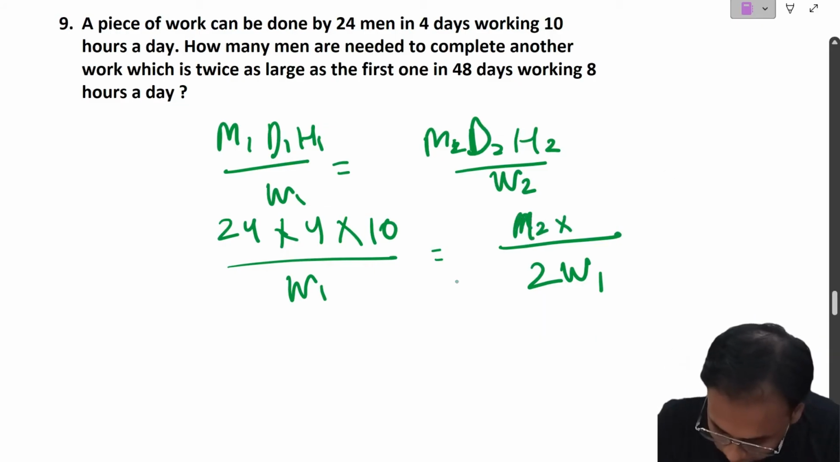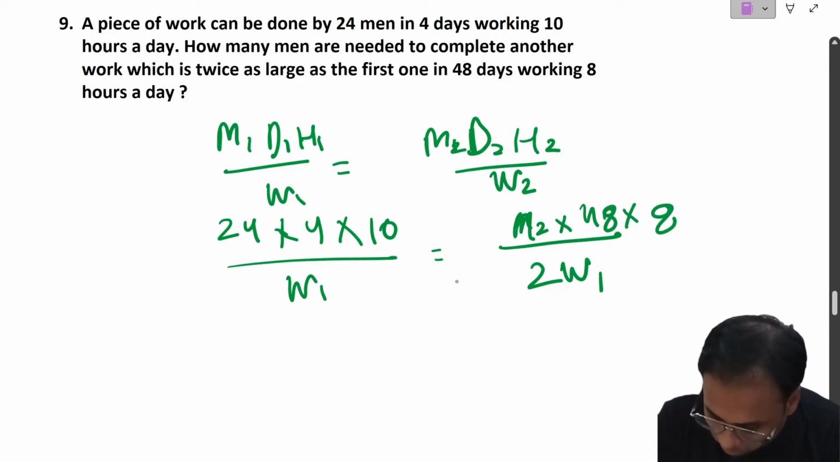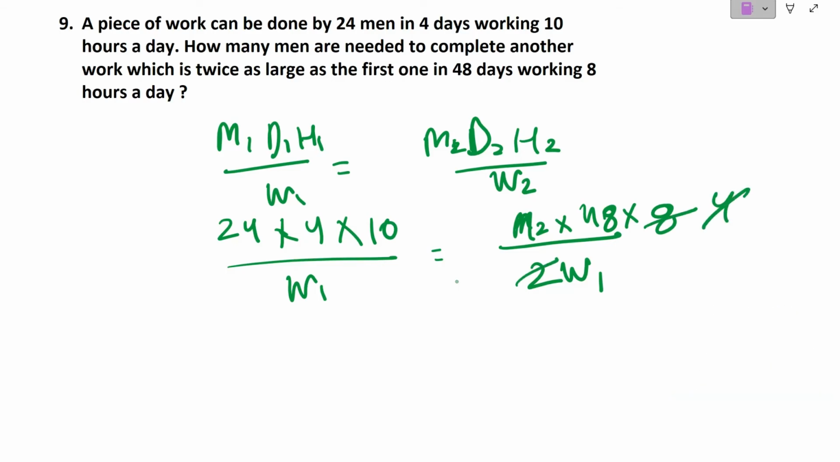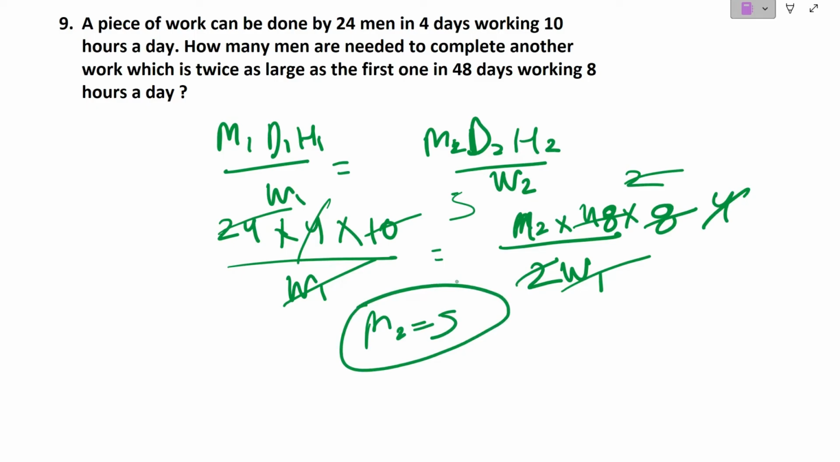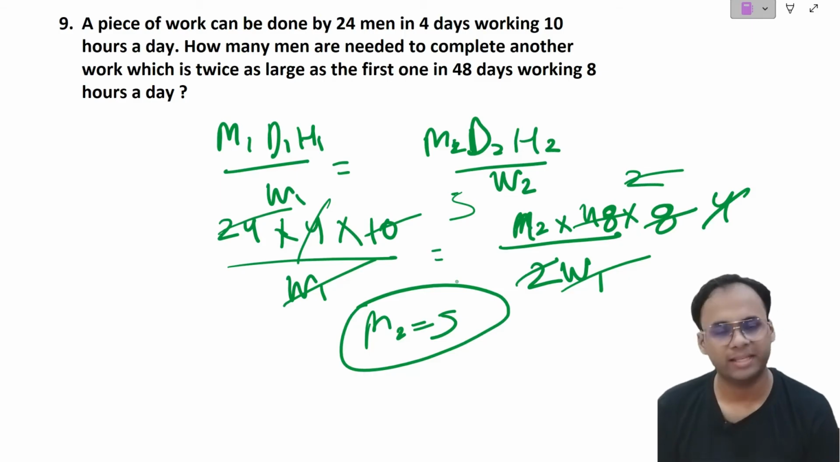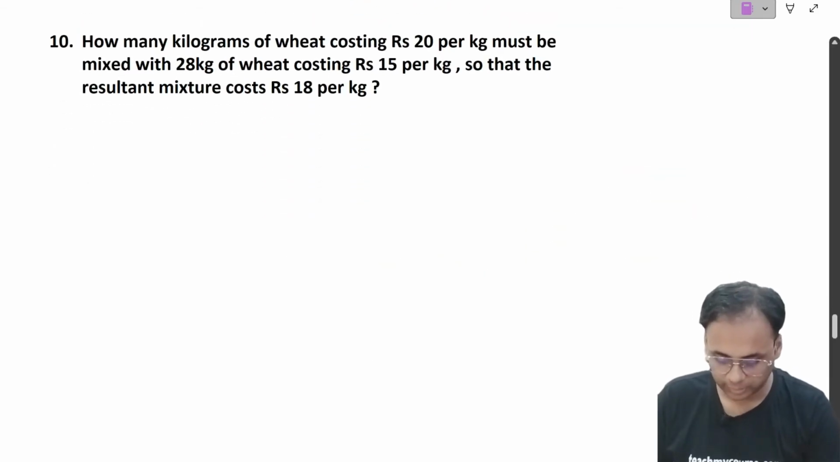So it is M2 into 48 days into 8 hours a day. We can cancel the 2 into 4 like this, and we have 24 into 2 is 48, and then W1 gets cancelled out, and 2 into 5, so M2 is 5 men needed to complete this work twice as large as the first one in 48 days working 8 hours a day. This is how we simply use our tricks to solve complicated looking questions very easily and very quickly. We move on to the next question.